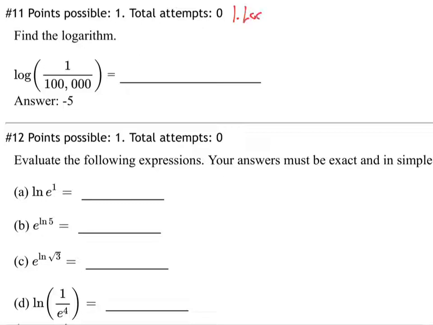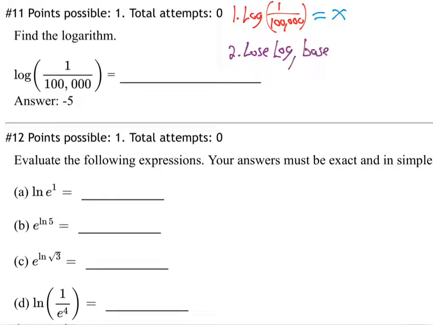Step 1. We have log of 1 over 100,000. And so what do we always do on step 1? Equals x, don't we? Step 2. Lose the log. Cancel out the log.